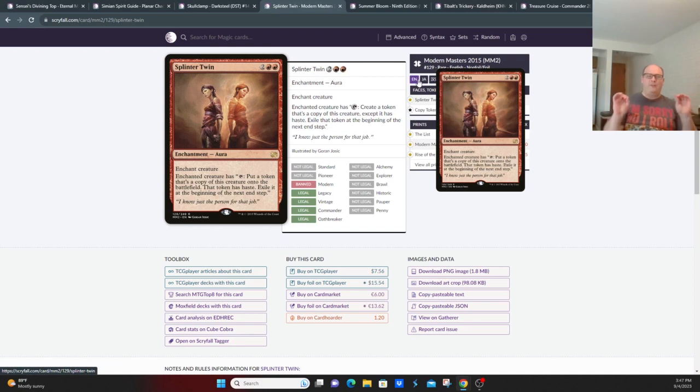Splinter Twin, one of the more contentious cards on the modern ban list. Splinter Twin kind of falls in the same camp as Birthing Pod. It's a card that was banned in a format where Modern was largely different. Number one, you didn't have as many instant speed answers to things. Number two, the format was just in need of a shakeup at that point in time. So Wizards decided to ban Splinter Twin right around the same time as Birthing Pod.